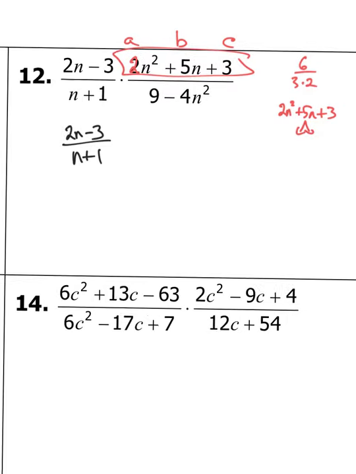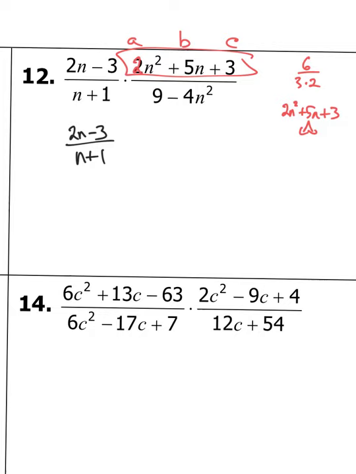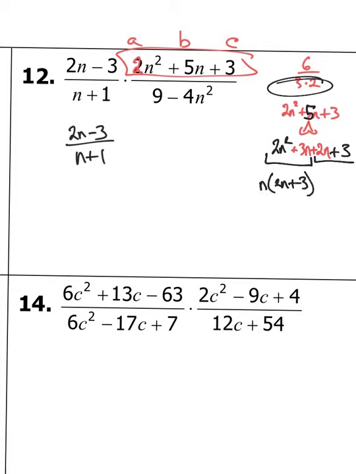So I know that I break it up and say that it is 2n squared plus 3n plus 2n, okay, plus 3. Again, I use 2 and 3 because those are the factors of a times c that added up to my b term 5 here, okay? GCF here, GCF here.